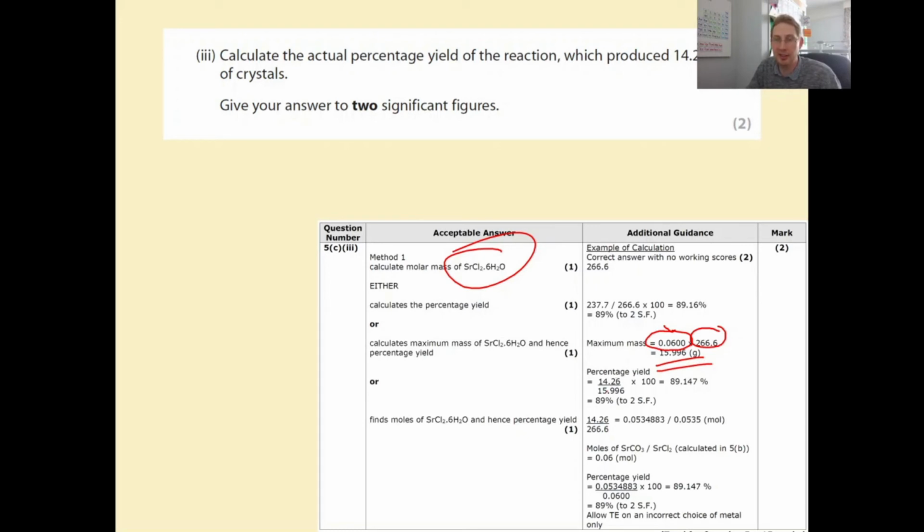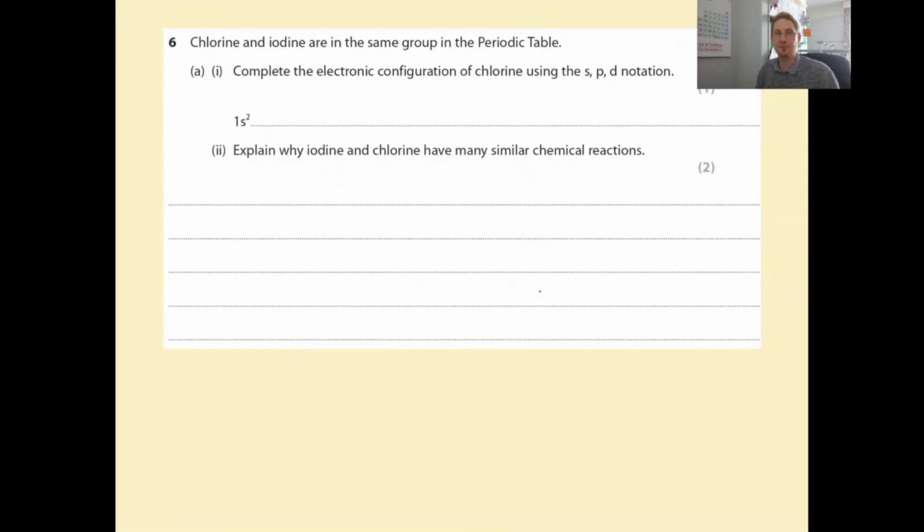14.26, which was the actual yield, over 15.996 gives you a yield of 89.147%. Okay, so first mark was for calculating the relative formula mass of that, 266.6, and then the percentage yield for the second mark. Only 2 marks there, not too difficult.